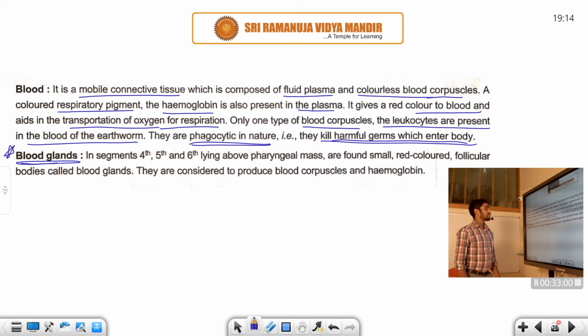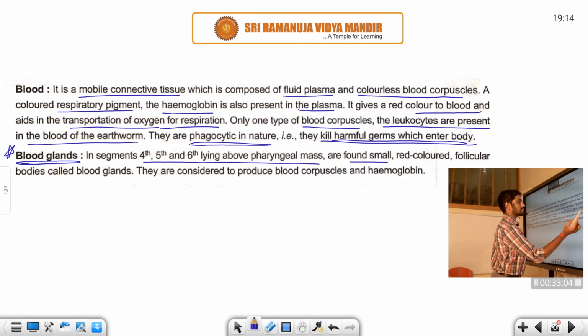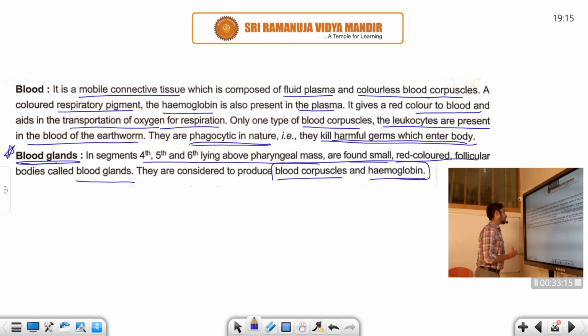Blood glands: in the 4th, 5th, 6th segments, lying above the pharyngeal mass, there are small, red colored follicular bodies called blood glands. They are considered the source of blood corpuscles and hemoglobin. Very, very, very important point. So how are the blood corpuscles and hemoglobin produced in the earthworm? There are 4, 5, 6 segments, and the pharyngeal mass is present.